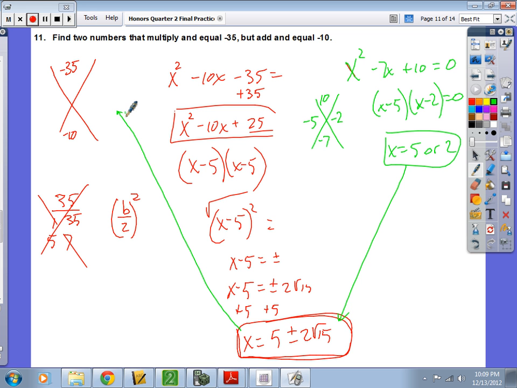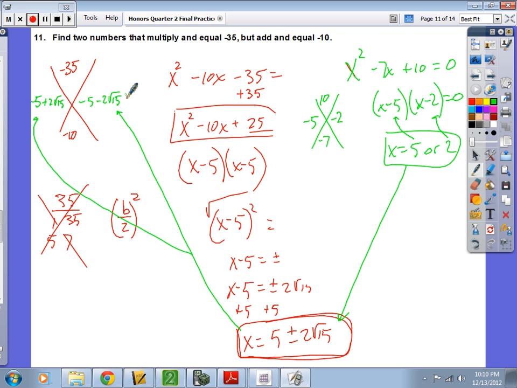What am I going to plug into my template? Because the question is, what two numbers multiply to give you negative 35 but add to give you negative 10? You do not plug the solutions into your template. You plug their opposites into the template. So I'm going to plug in a negative 5 plus 2 times the square root of 15 and a negative 5 minus 2 times the square root of 15.